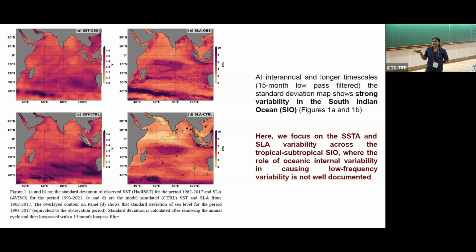We also validated the model with the surface circulation and transport. I have not included that in this PPT, but the model is well validated. Here we are mainly focusing on the SST and SLA variability in the subtropical and tropical South Indian Ocean, where the role of oceanic internal variability in generating the low frequency variability is not much documented.